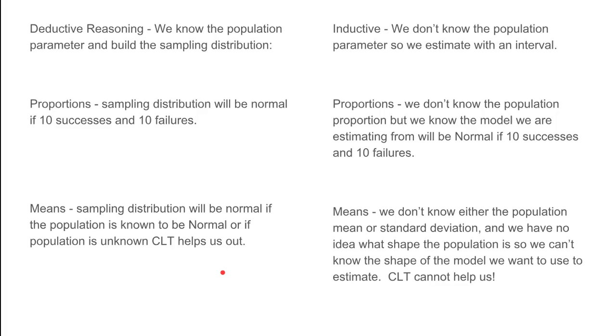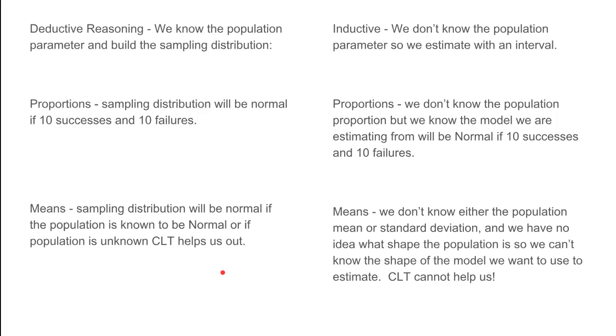Now we're moving to inductive reasoning, and this is where we're trying to estimate the population parameter using an interval. Now, we already covered proportions. We don't know the population proportion, but that was okay, because as long as we had 10 successes and 10 failures within our sample, the normal model was still going to be pretty good. So we weren't worried about that. But here's where we encounter this issue. When we're working with means, we don't know the population mean or standard deviation. And we have no idea what the shape of the population is either. So we can't even know the shape of the model to use. The central limit theorem is not going to help us here because we just don't know the standard deviation. We don't know how spread out this thing's going to be.